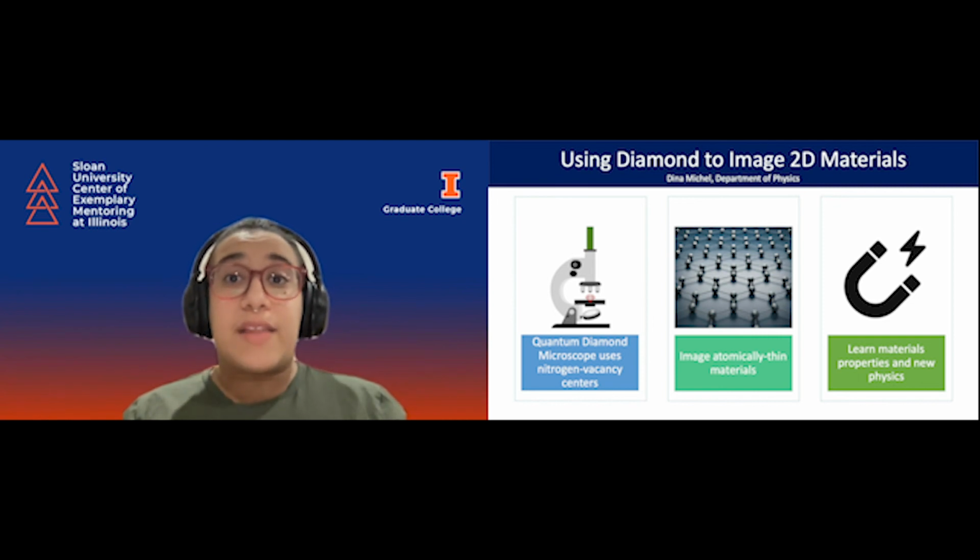And because the light that's reflected off of these nitrogen vacancy centers will differ depending on what kind of material we are imaging, and because of the nitrogen vacancy center's intrinsic properties, we get really high resolution data about our sample this way. And so what will I be using this microscope to image?